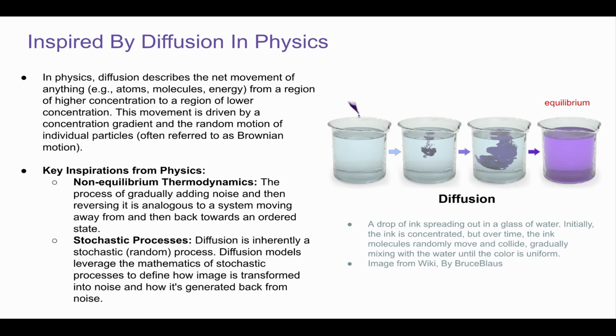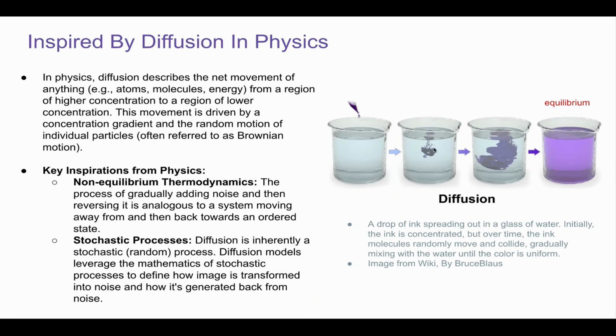Before we dive deeper into the details of the diffusion model, one might ask, how was the idea generated? Did it come from nowhere? The answer is no. The idea is actually inspired by diffusion in physics. In physics, diffusion describes the net movement of anything, like atoms, molecules, energy, from a region of higher concentration to a region of lower concentration. This movement is driven by a concentration gradient and the random motion of individual particles, often referred to as Brownian motion. For example, a drop of ink spreading out in a glass of water.